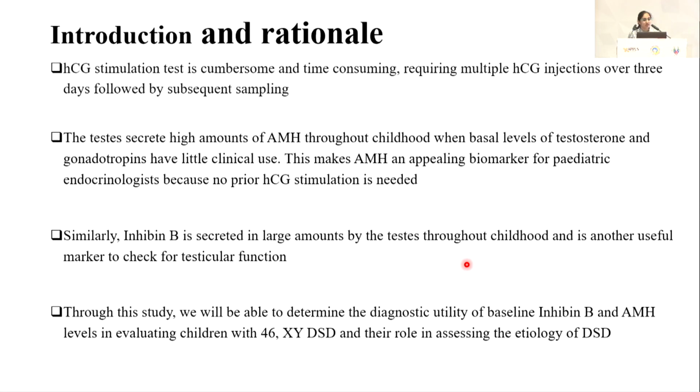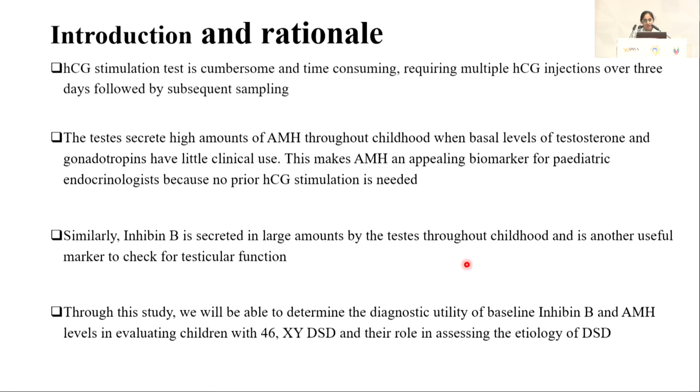But the HCG stimulation test is cumbersome and time consuming, and also requires multiple HCG injections over a period of 3 days followed by subsequent blood sampling. The testes secrete two other hormones, one of which is anti-Mullerian hormone, which is secreted in high amounts throughout childhood when basal levels of testosterone and gonadotropins have little clinical use. This makes AMH an appealing biomarker for pediatric endocrinologists because no prior HCG stimulation testing is required. Similarly, inhibin B is also secreted in large amounts by the testes throughout childhood and is another useful marker to check for testicular function.